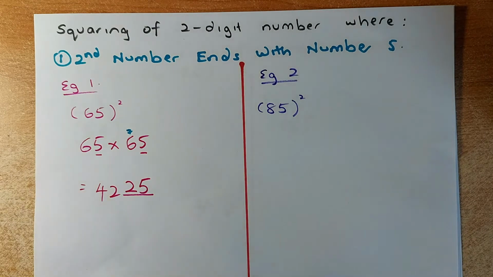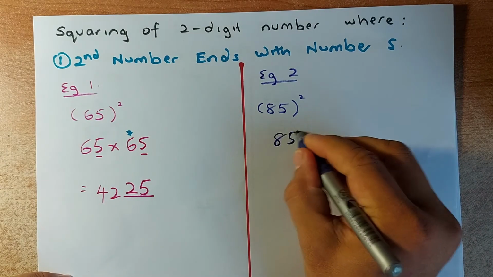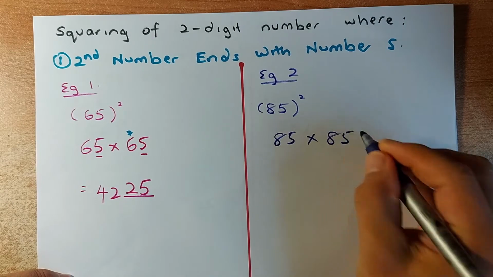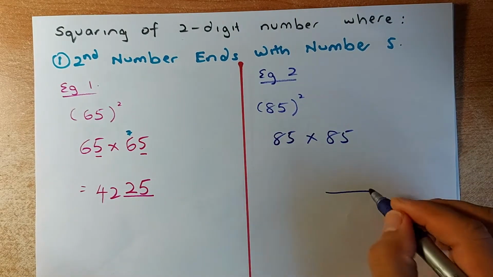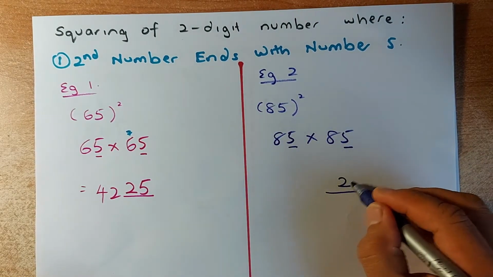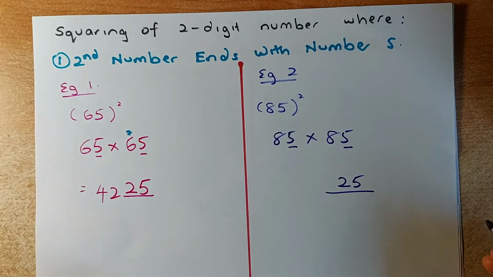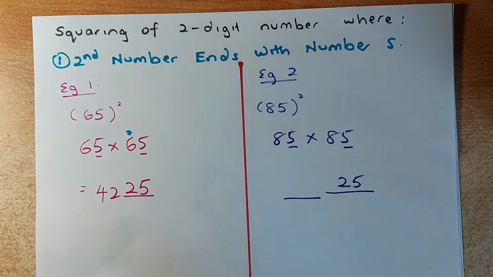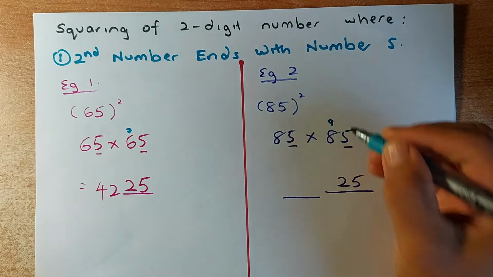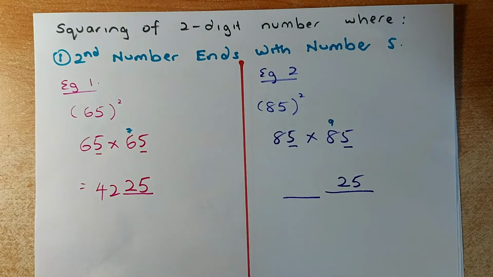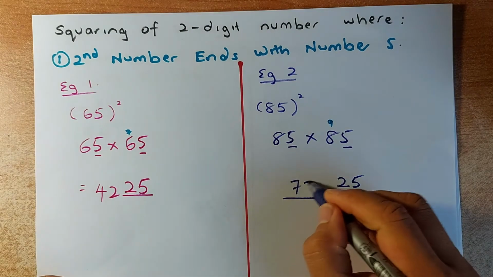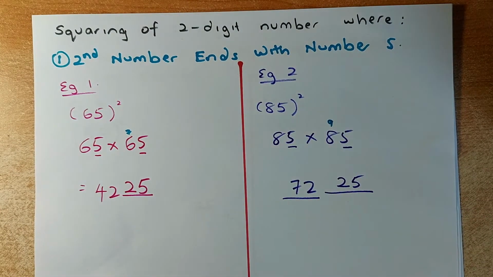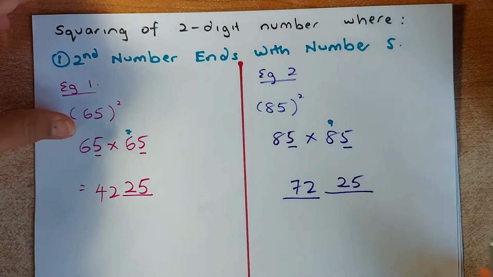Let's do another example now. The second example is 85 squared. It's the same as 85 multiplied by 85. Again, as I said before, 5 times 5 is going to be 25. The last 2 digits are going to be 25. And then instead of 8 times 8, you're going to add one more, so you multiply 8 by 9. The answer is going to be 72. So again, check your calculator, and I'm pretty sure it is right. Not too bad, right? Great.